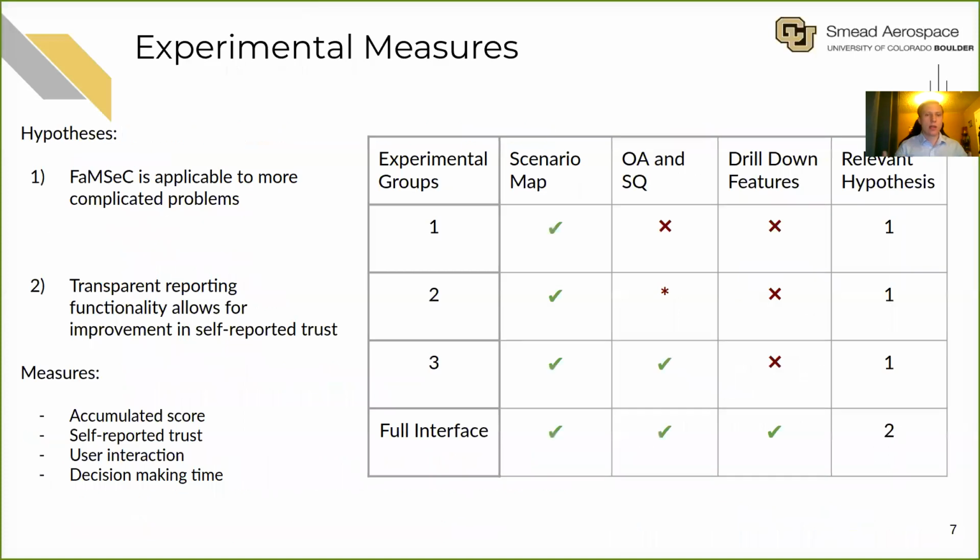Hence, what we're doing is looking at a secondary user study with twofold hypotheses. The first being that FaMSeC is more applicable to complicated problems, and second, that transparent reporting functionality allows for improvements in self-reported trust. So we're breaking down this experiment into 4 experimental groups. The first 3 correspond to hypothesis 1, basically taking Brett's work and applying it simply to a more complicated task. And the 4th experimental group adds this transparent reporting functionality to hopefully see an improvement in the self-reported trust in the agent.